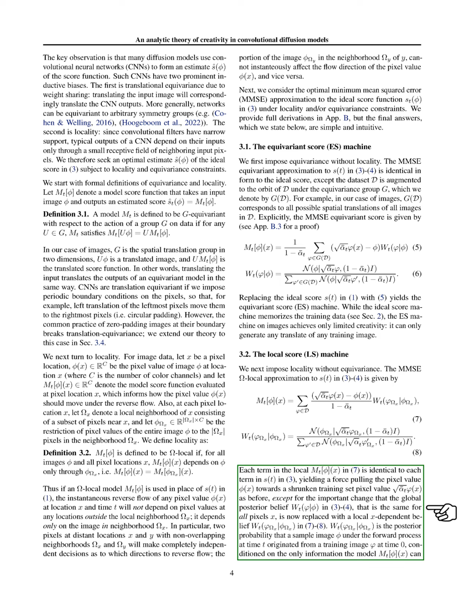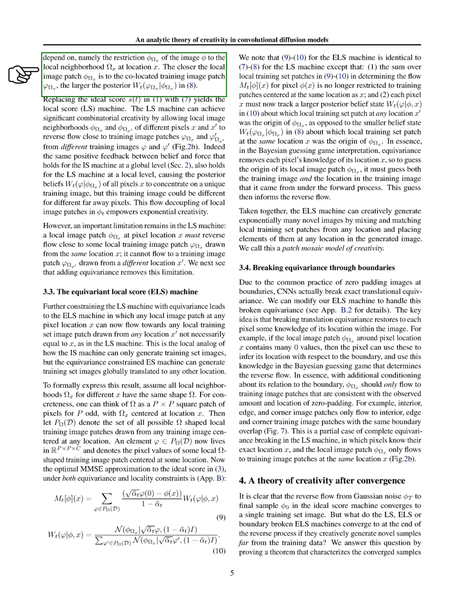This local belief reflects the probability that a sample image at a certain time originated from a training image, based only on the local neighborhood around that pixel. The closer the local image patch is to the corresponding training image patch, the stronger this belief becomes. By replacing the ideal score with this local score, we create the LS machine, which can exhibit significant creativity by allowing different local image neighborhoods to interact with various training image patches. This means that even though the local beliefs concentrate on specific training images, those images can differ for distant pixels, leading to a rich variety of outputs.